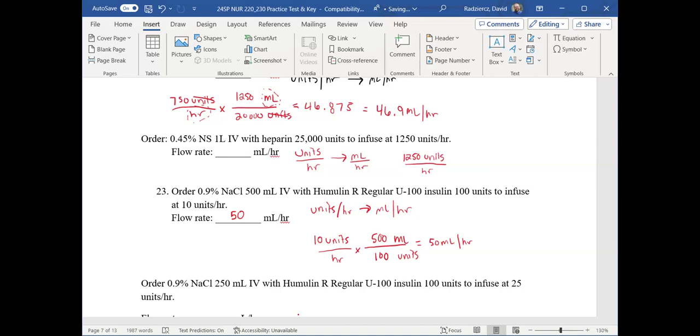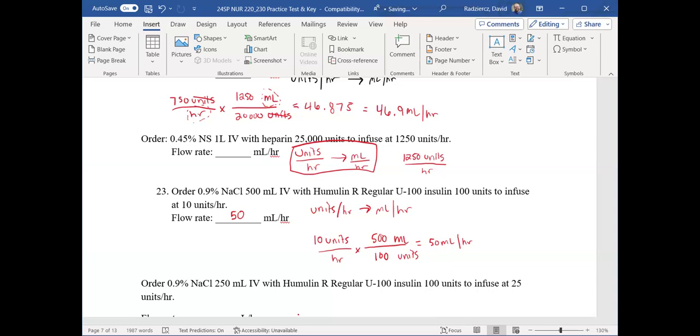No, because it might be written as you have an infusion running at 1,250 units per hour, and your available is a 1 liter IV with heparin 25,000 units. You need to know the proper arrangement. So it's not always going to be the end. The way that this question is written, that's how it'll work out. But I didn't even look at where the numbers were. I just looked at, what are we doing? We're converting units per hour to milliliters per hour. So I just started with units per hour because that's what I chose to start with.